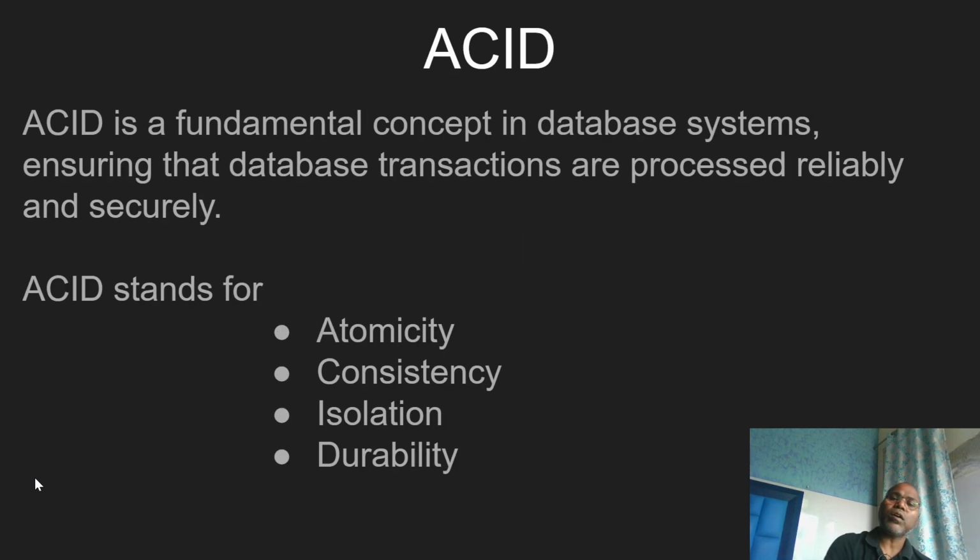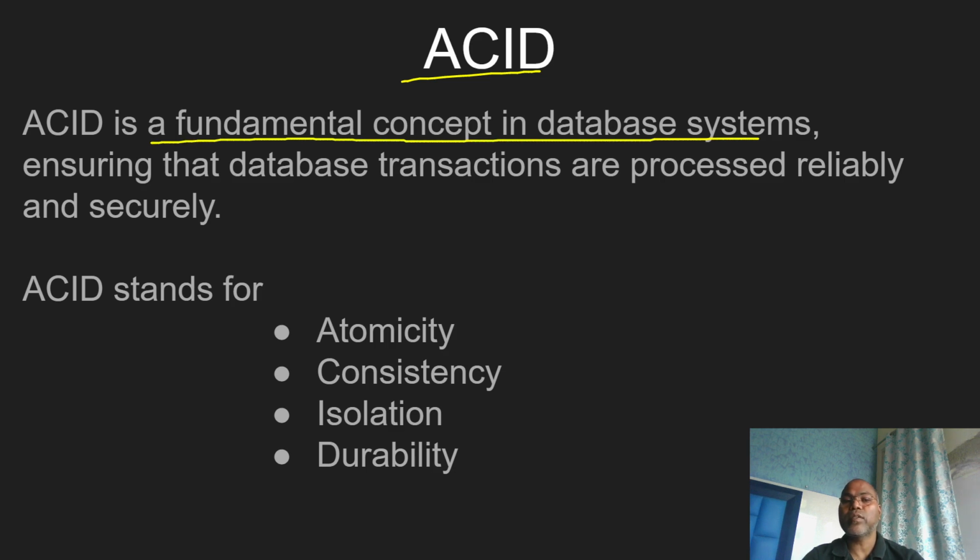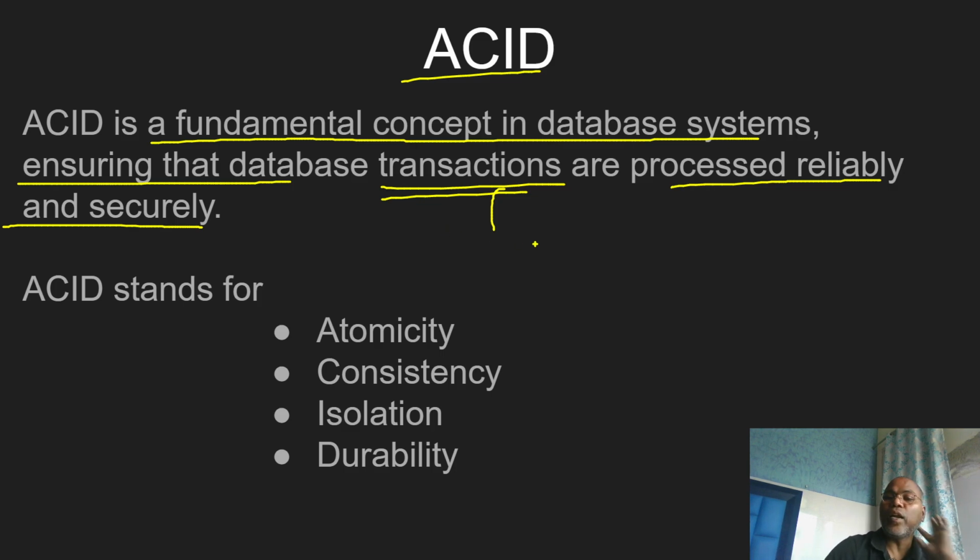Great. So let's talk about ACID in detail, because these are among the key features of our database. ACID is a fundamental concept in a database system, ensuring database transactions are processed reliably and securely. What do you mean by transaction? It's a new terminology. Till now we understood store, retrieve, manipulate: we can store data, we can read data, we can update data. But what is the meaning of transaction?